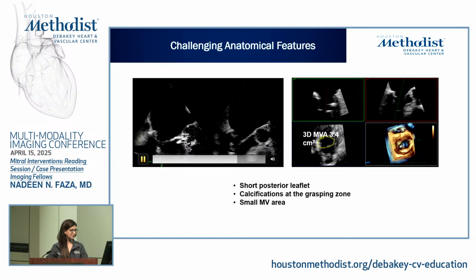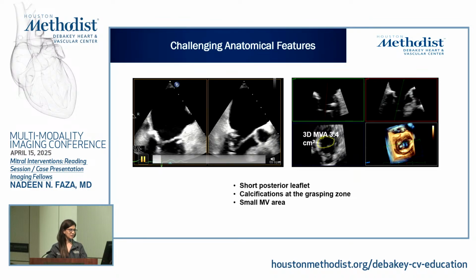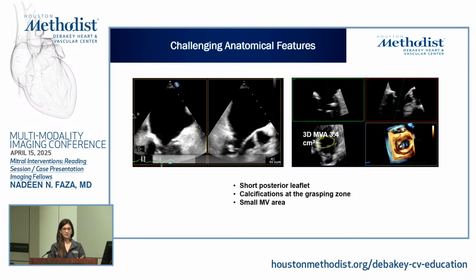But the posterior leaflet was short, about 5 millimeters. The area was 3.4 centimeters squared. And you can see there's calcification in the grasping zone. So would you consider this feasible for MTR? So small area, short posterior leaflet, calcification at the grasping zone. This is when you would say MTR is not feasible and you would evaluate other therapies.